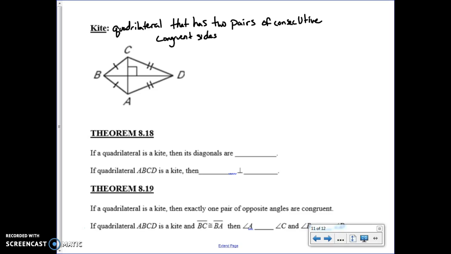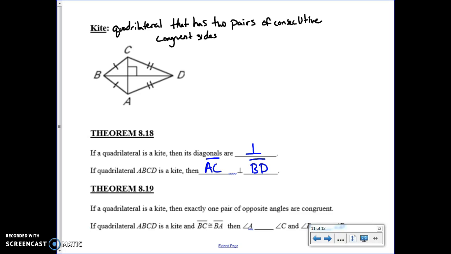All right, so if a quadrilateral is a kite, one special case that we know is that its diagonals are perpendicular. That's always true for a kite. So if quadrilateral ABCD is a kite, then we know that AC is perpendicular to BD. We also know that if a quadrilateral is a kite, then exactly one pair of opposite angles are congruent.